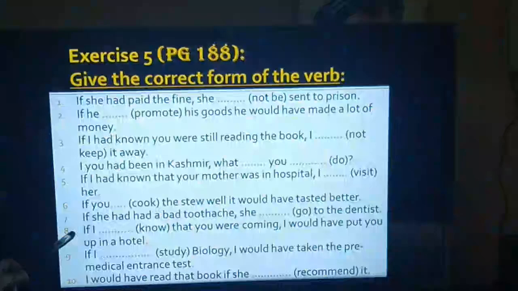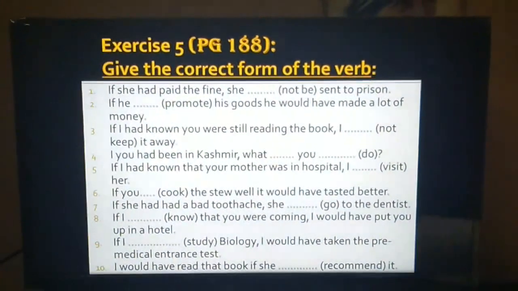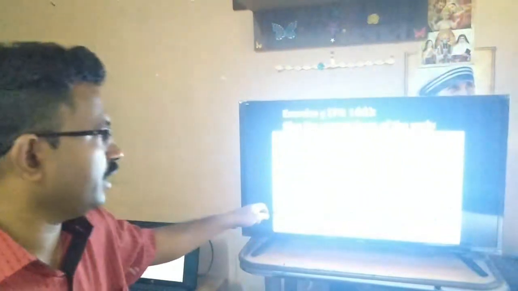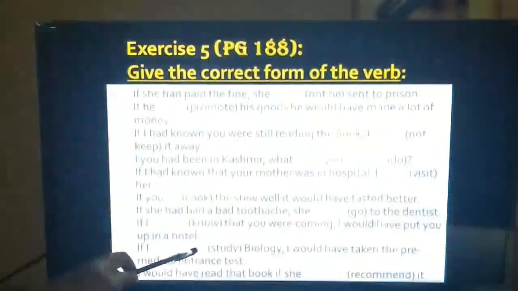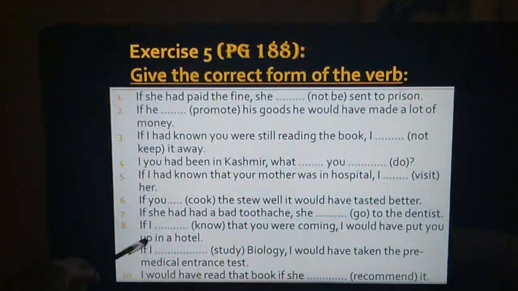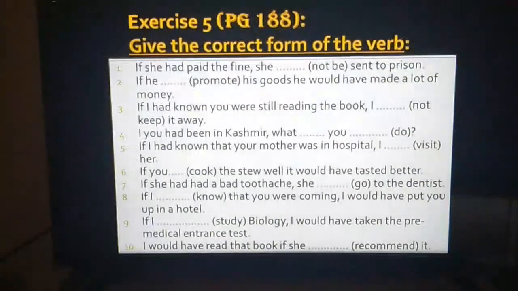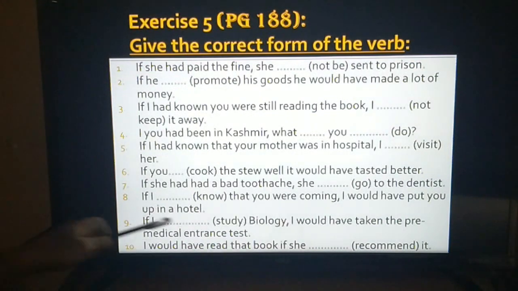Eighth one, starting with the if clause, if I dash in bracket no is given. If I had known that you were coming, I would have put you up in a hotel. Ninth one, if I dash study. So we know should be past perfect. If I had studied. If I had studied biology, comma, I would have taken the pre-medical entrance test.